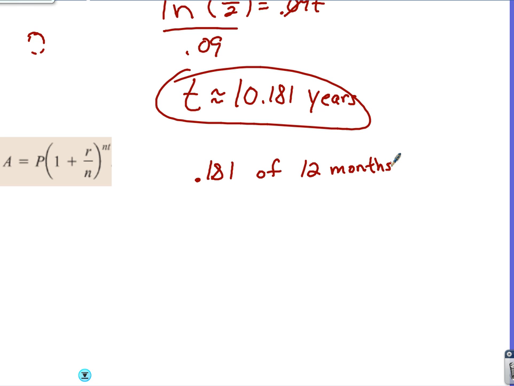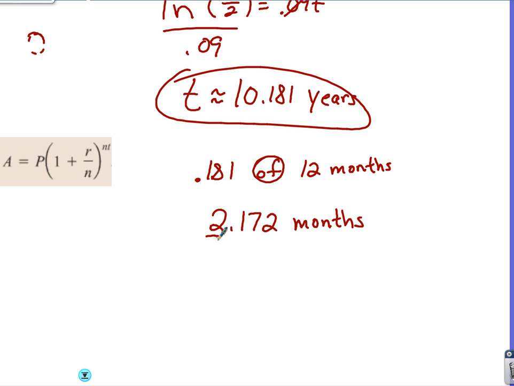So how do I find out exactly how much that is? A portion of 12 months, what's the word of for me? Multiply. You just multiply the two together. 0.181 times 12, and somebody tell me what you get. 2.172. So how many months do you have? 2 full ones. But then you have another portion.